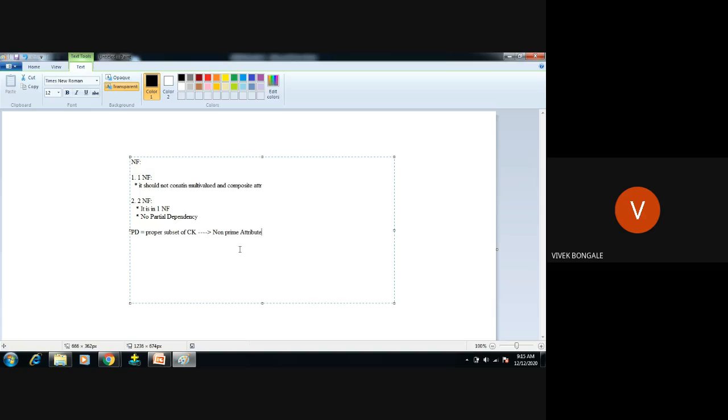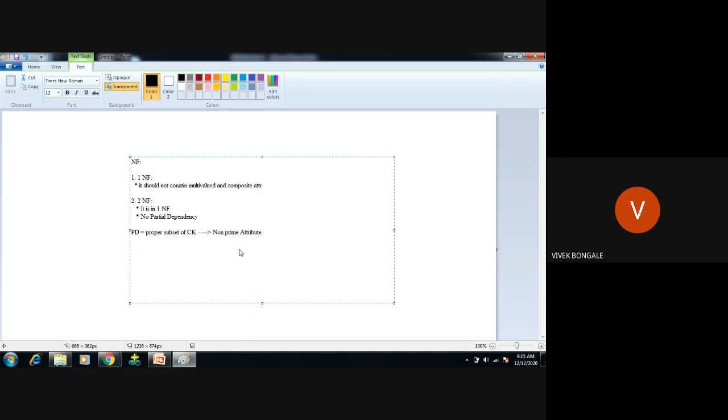Once we find the candidate key, for finding the normal form, if you want to solve normal form problems, the basic thing is to know how to find the candidate key of the table, because only on this candidate key are we going to find which normal form the table is violating. We can find that with the help of the candidate key. This is again the second normal form.